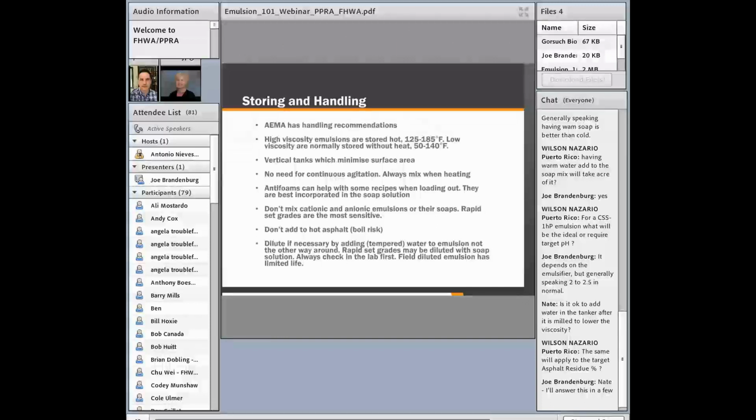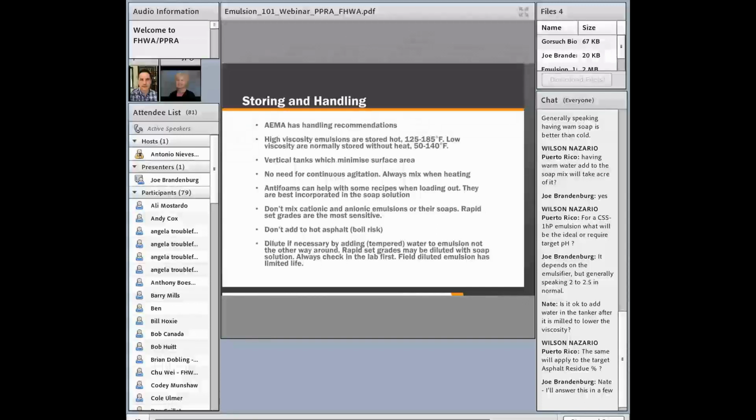Lower viscosity emulsions, you can go as low as say 50 Fahrenheit or ambient temperature during the fall. And sometimes as high as 140, even higher than that. But again, it depends on the emulsion. It depends on the chemistry and the application.